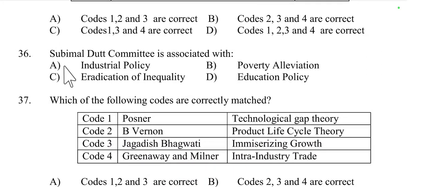Then question number 36, Sabimal Dutt committee is associated with industrial policy, poverty elimination, eradication of inequality, or education policy. It is associated with industrial policy, because the Sabimal Dutt committee was established in 1991 to review the industrial policy in India. Its report contributed to the liberalization and reform of industrial policies during the new economic policy. So this is related with industrial policy.